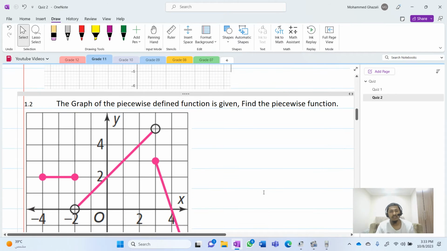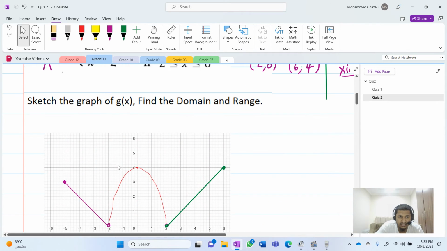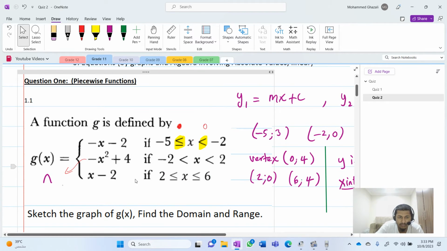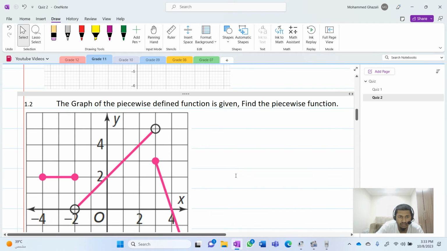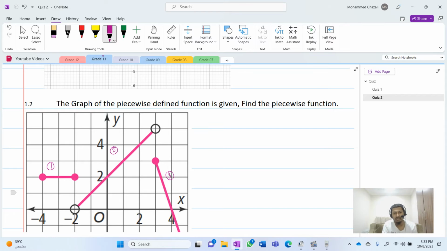Next one, the graph of the piecewise function is given. We need to find the function itself, something like in this form. We need to find the f of x function. So looking at these, we can look at 1, 2 and 3. So whenever we're trying to write out a piecewise function from the given sketch, we need to look from left to right.